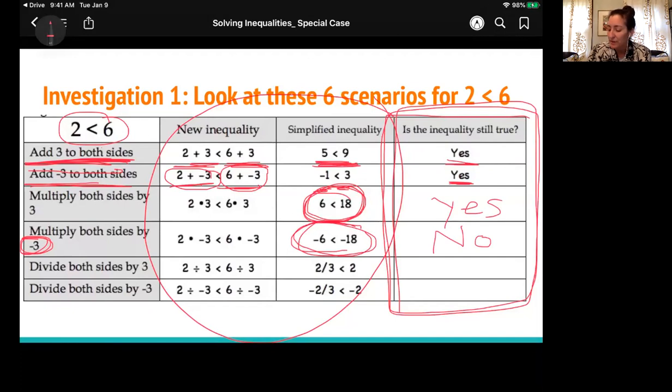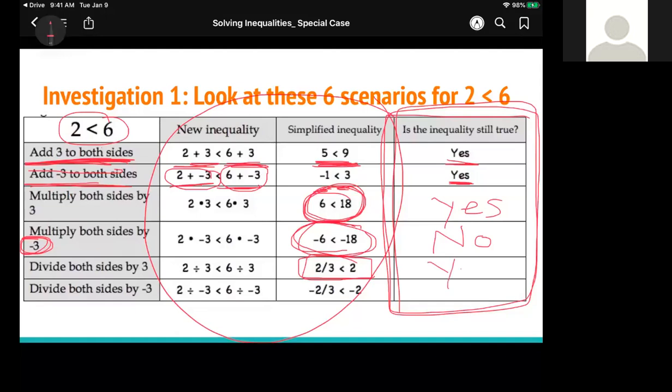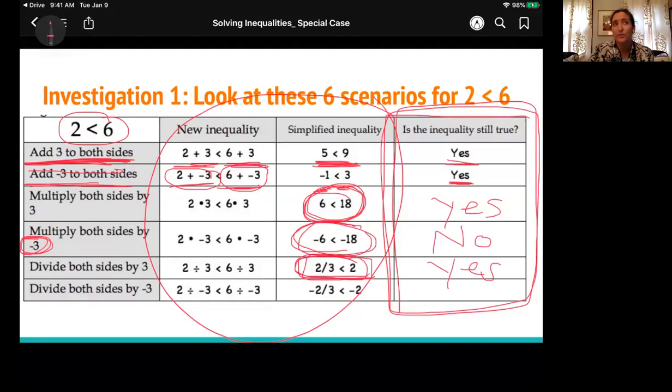When we divide both sides by 3, 2 divided by 3, 6 divided by 3, we have 2/3 is less than 2. Is that true? Is 2/3 less than 2? Joe Keller says yes? I'm going to go with yes. Well, is 2/3 greater than or less than 1? Is 2/3 less than or greater than 1?